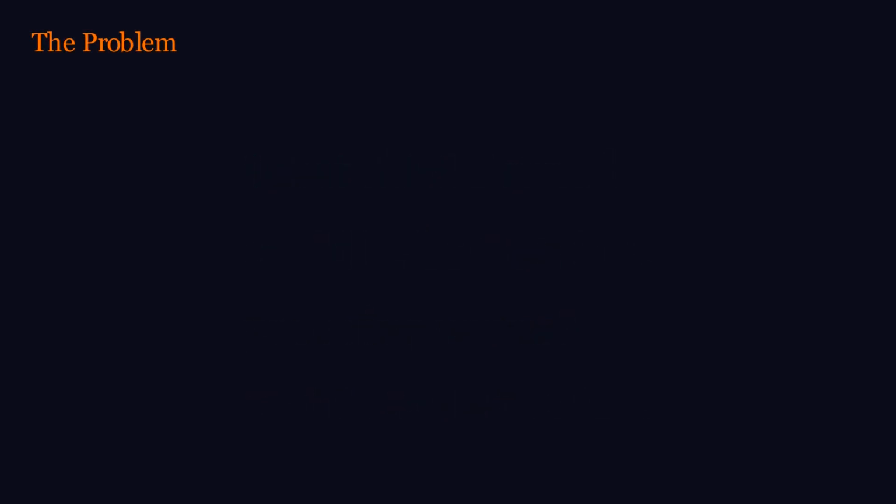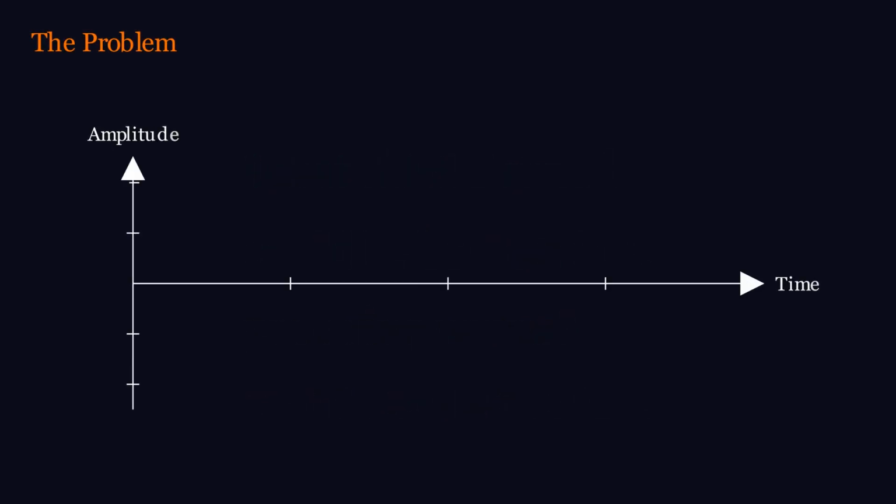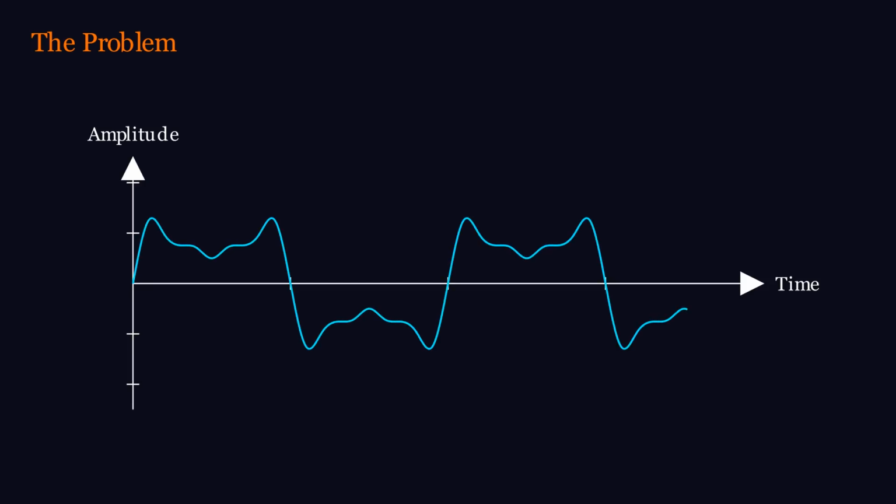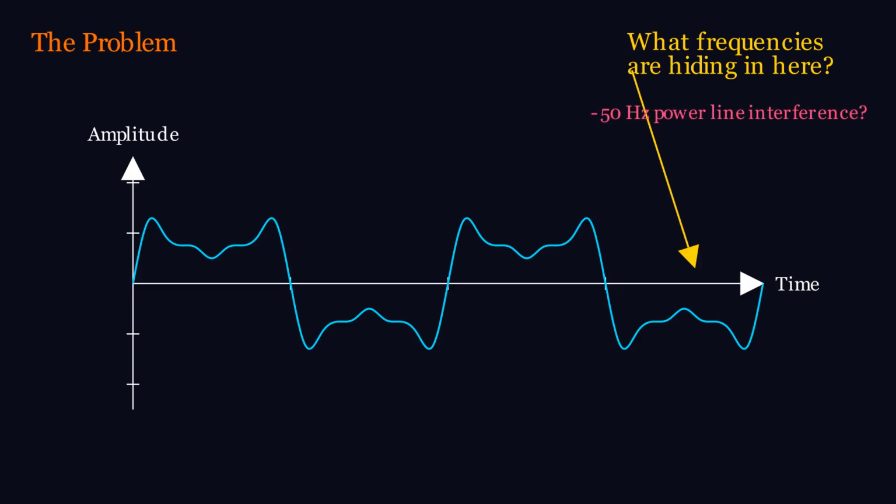Here's the challenge. When you look at a signal in the time domain like this one, it looks chaotic, right? You can see something is oscillating, but you can't easily tell what frequencies are in there or which one is dominant. And in engineering, that matters. Is this a 50 Hz power line interference in your circuit? Is this a 900 MHz carrier frequency in a mobile phone? Looking at time alone doesn't tell us.